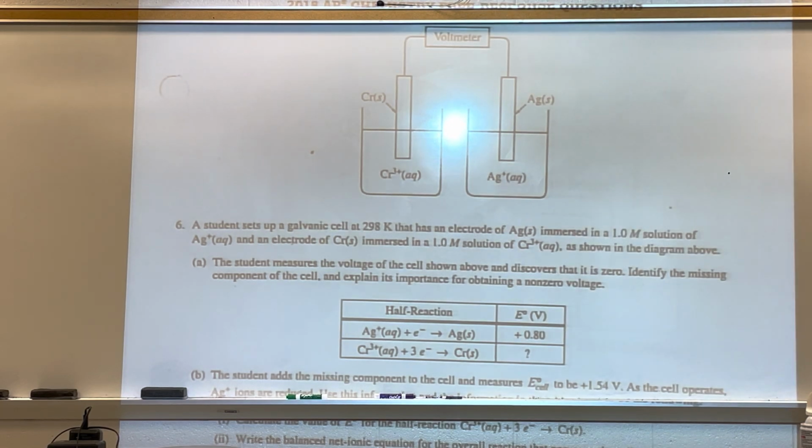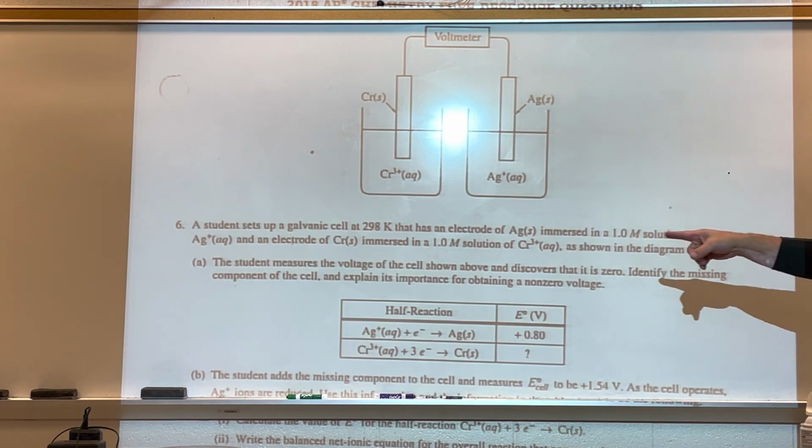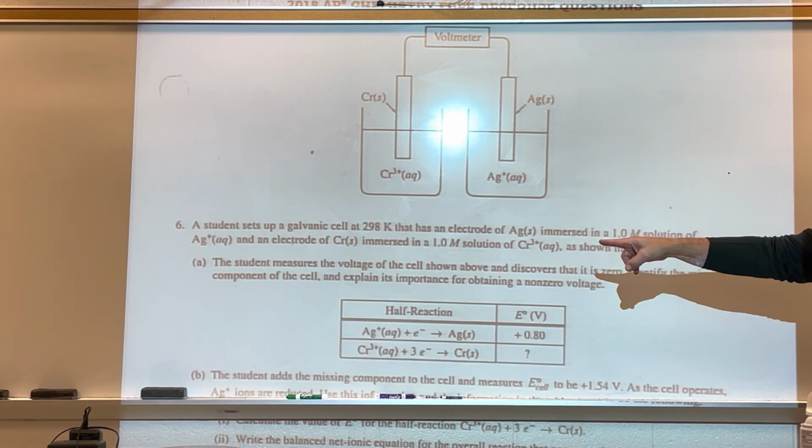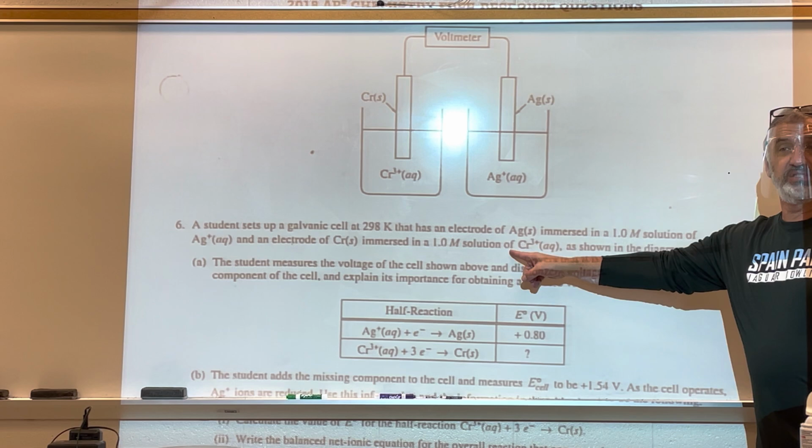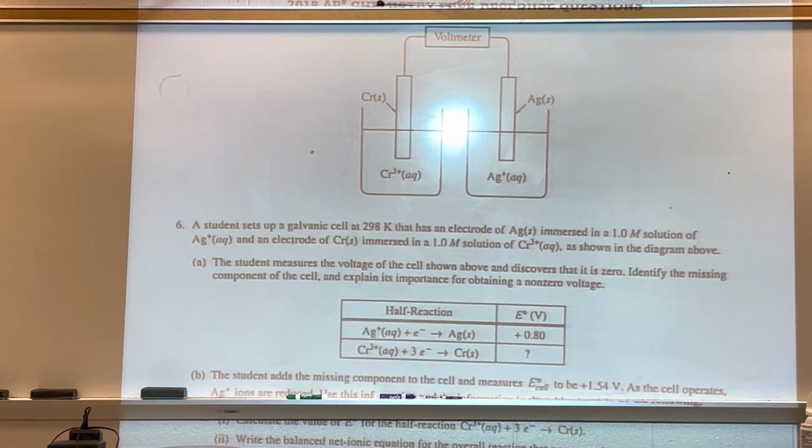A student sets up a galvanic cell, and by the way, galvanic cell, voltaic cell, and a Daniel cell, all three kind of the same thing, okay? Voltaic and galvanic are probably the more common. I think it was Daniel Galvani was the guy's name that came up with this. 298, so that's standard temperature. 1 molar, so we got standard conditions going on here.